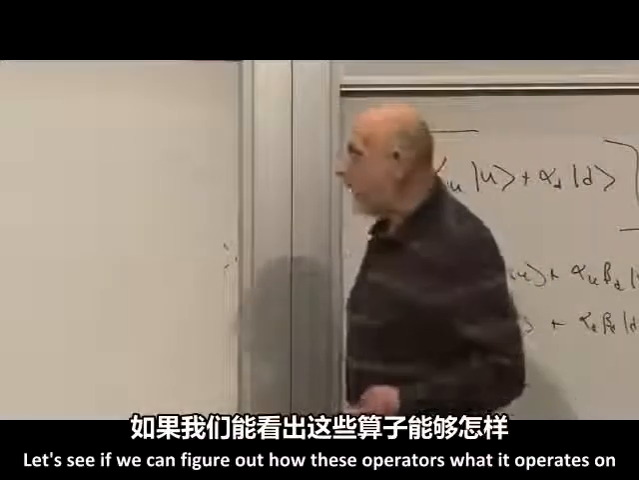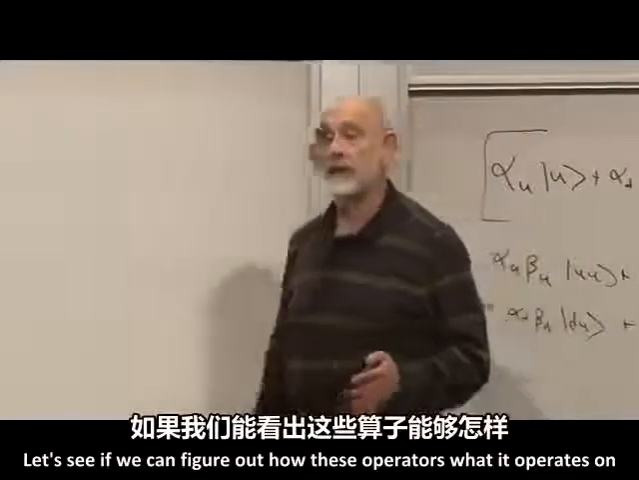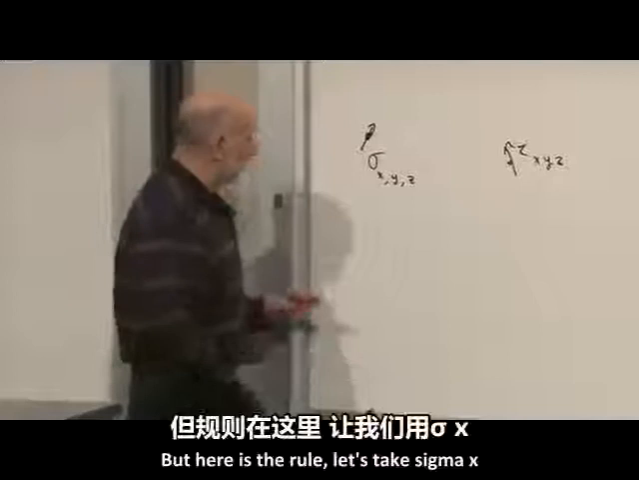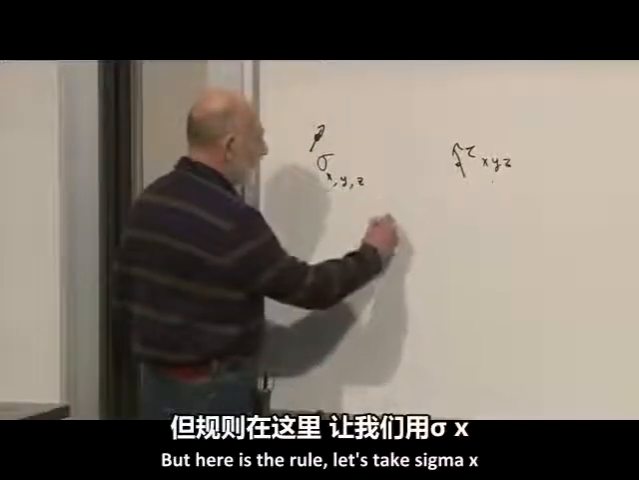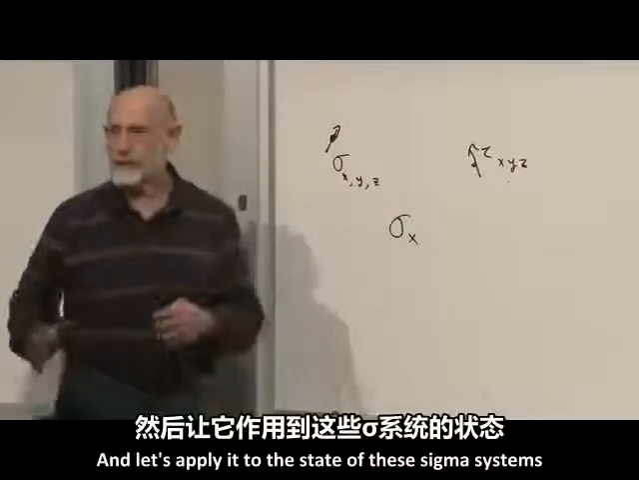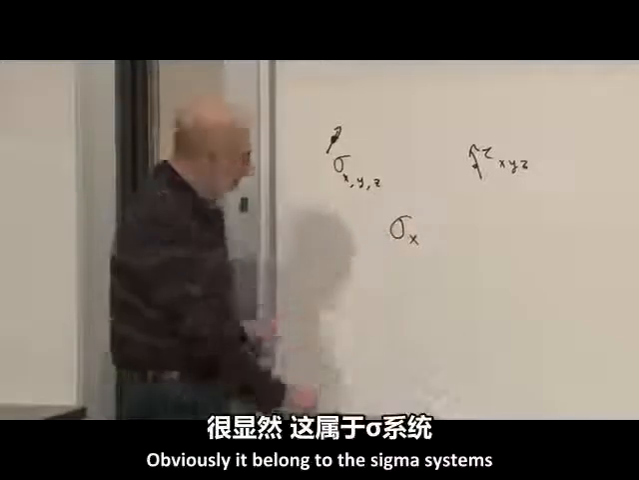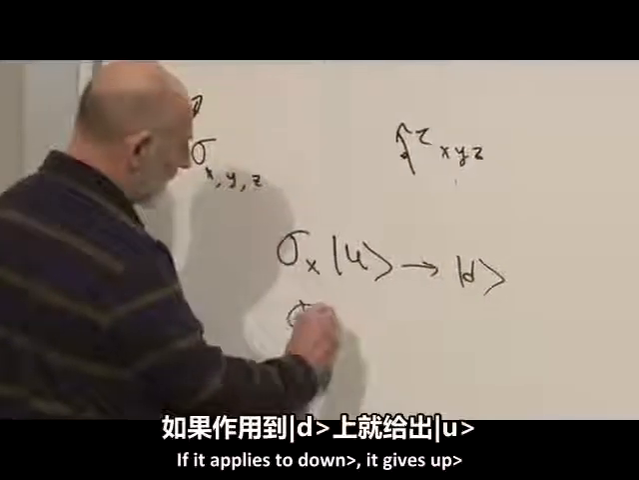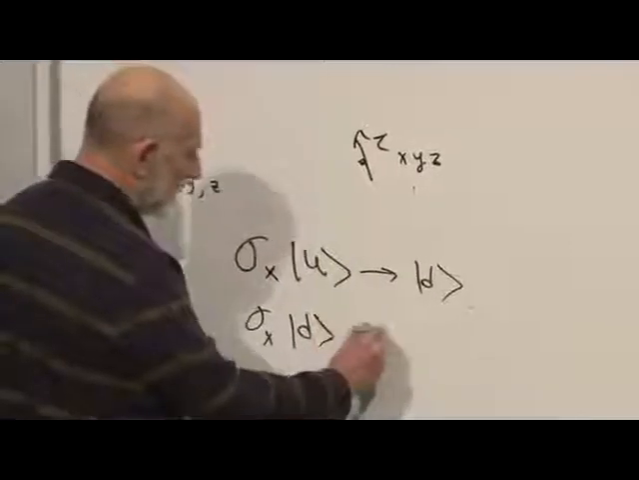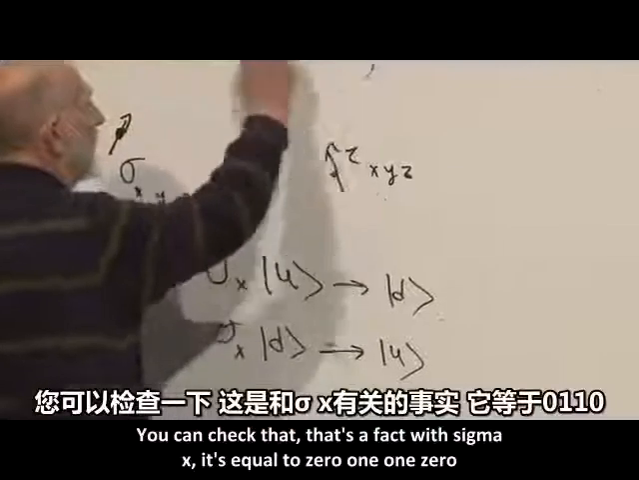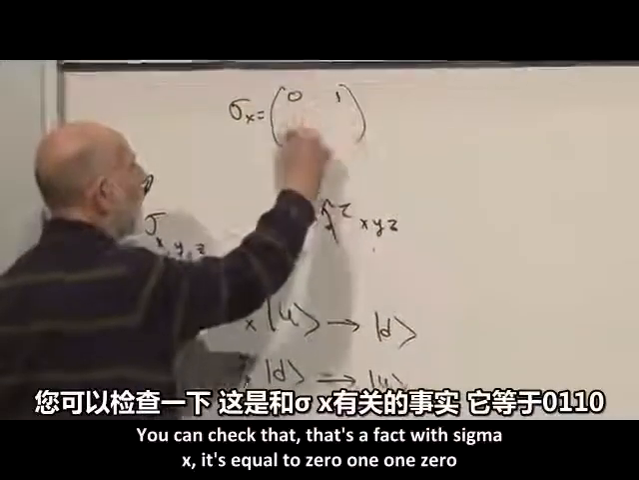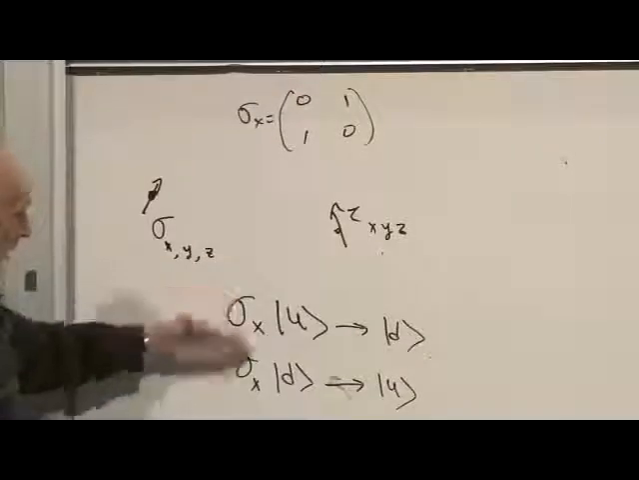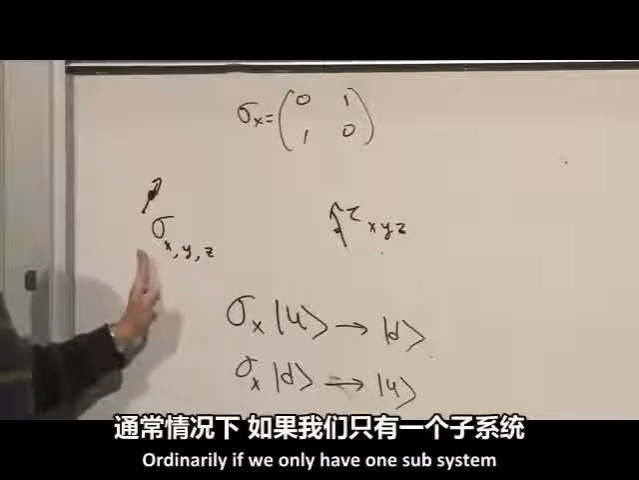Let's see if we can figure out how these operators ought to operate on the states of the combined system. All right, now you can sort of guess. I'll spell it out, but here's the rule. Let's take sigma x, and let's apply it to a state of the sigma system. Obviously, it belongs with the sigma system. If it applies to up, it gives down. If it applies to down, it gives up. You can check that. That's the fact that sigma x is equal to 0, 1, 1, 0. This off-diagonal character means it takes up to down and down to up. This is what sigma x does ordinarily if we only had one subsystem.